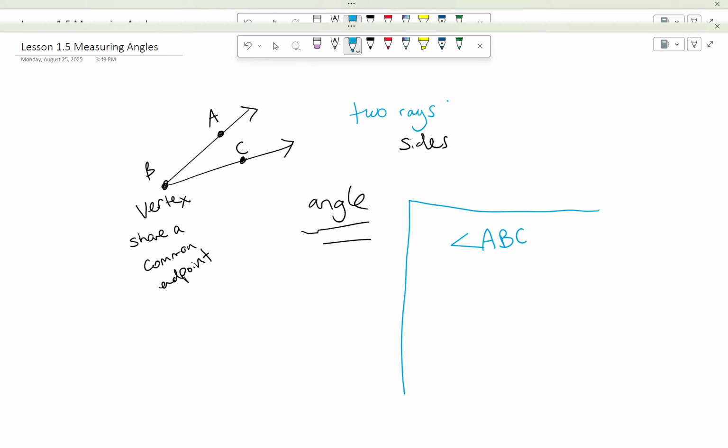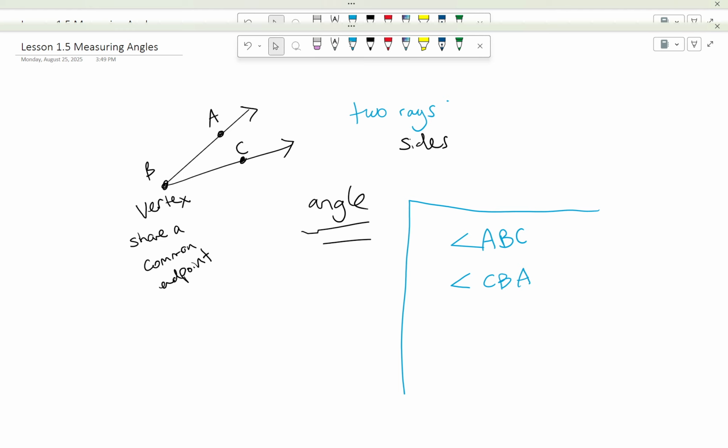We know that this is angle ABC because B is the vertex, so that winds up being the middle one. There's another way we could do this, and it means the exact same thing. We could say this is angle CBA. It's the other way for us to identify it.